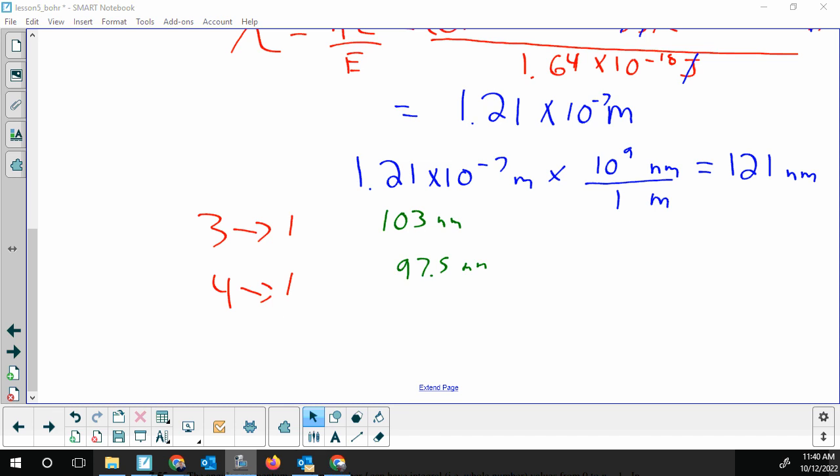And that wraps up our Bohr model, but just for the hydrogen atom. Next will be quantum numbers.